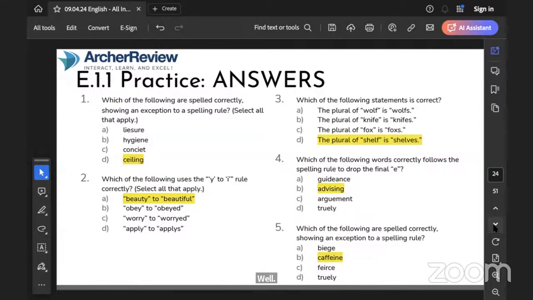is spelled incorrectly. Hygiene, I before E, except after C. That one's correct, but it's not an exception to a rule. Conceit, I before E, except after C. That one's spelled incorrectly. It is an exception to a rule, but it's spelled incorrectly. Ceiling, C-E-I, it is spelled correctly, so check. And it is an exception to the I before E, except after C rule. So that's the only one that's actually spelled correctly.